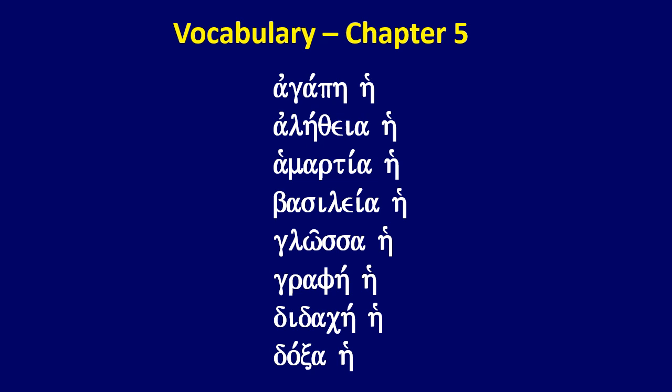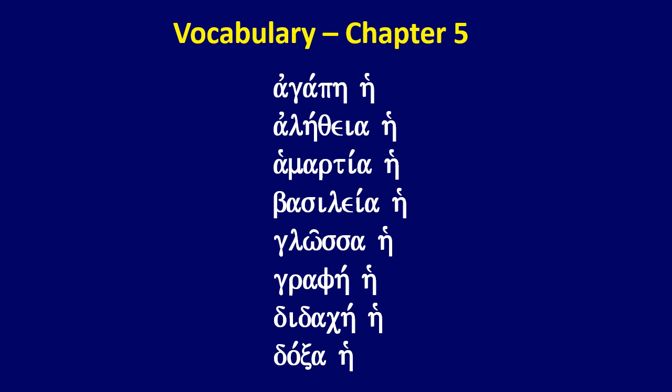world that he gave his only begotten Son. This is simply now just the noun form of that verb. Next on the list is aletheia. He aletheia. This is the word for truth. Below that is hamartia. He hamartia, which is the word for sin. And then below that is basileia, which is the word for kingdom.